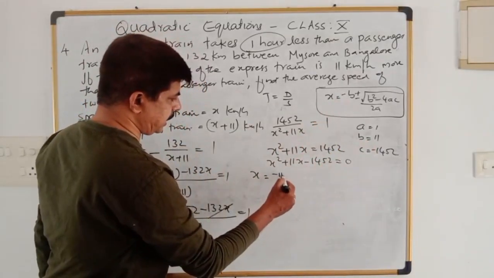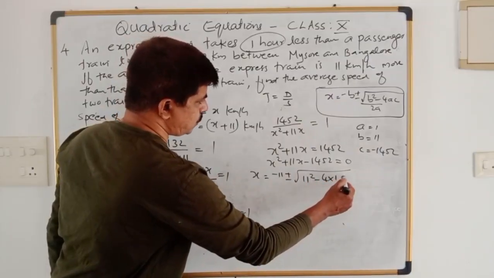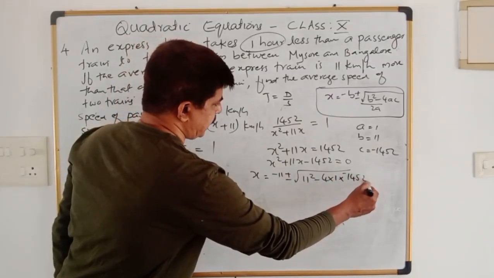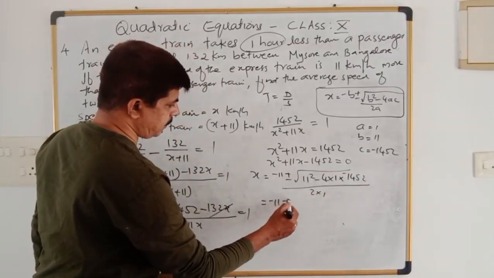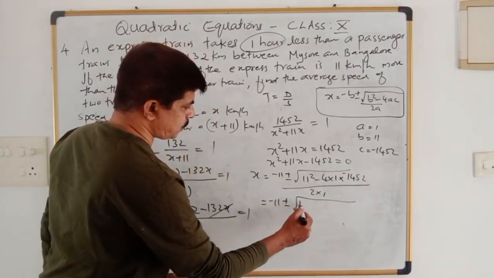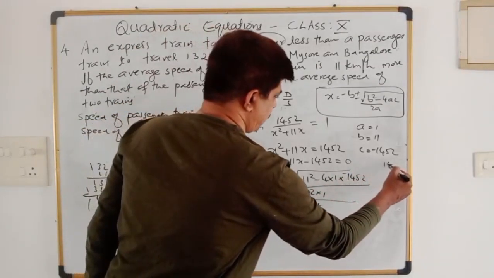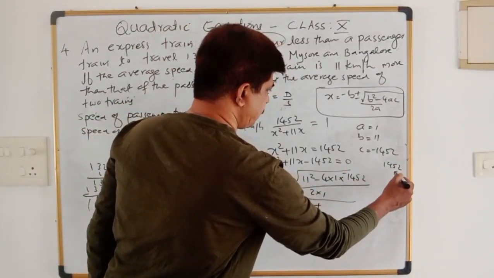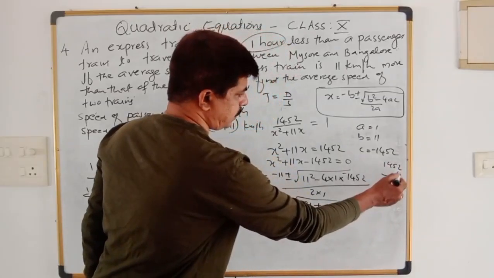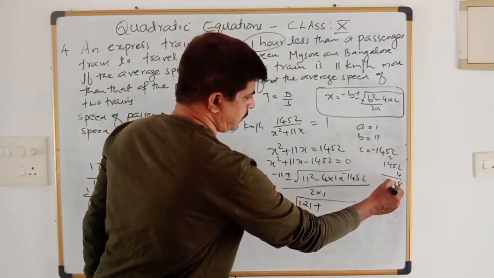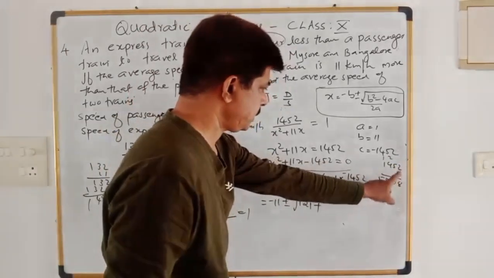B value negative 11 plus or minus root of B square minus 4 into 1 into negative 1452 by 2 into 1. Negative 11 plus or minus 11 square 121. Negative, positive 1452 into 4. 4 8s are 32, 4 5s are 20... 5808.